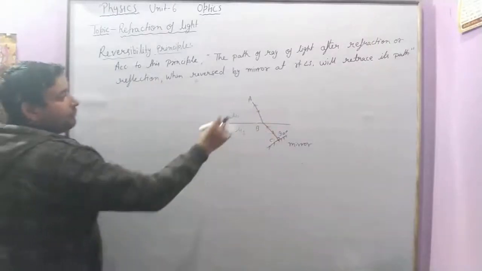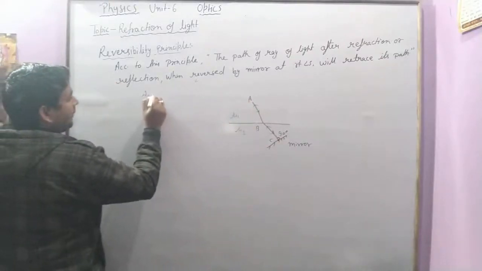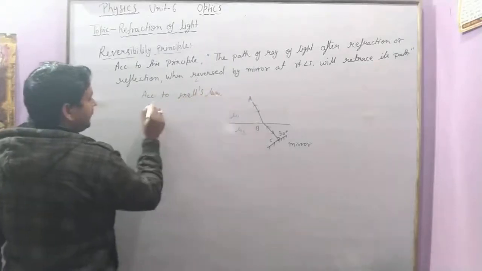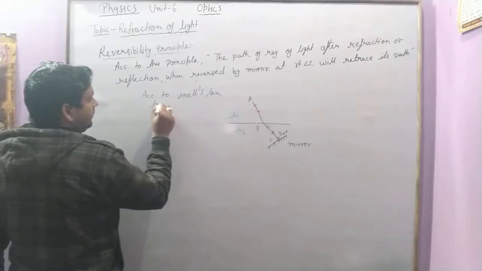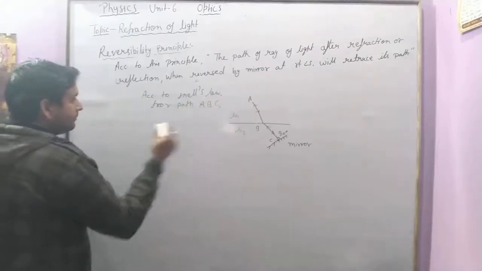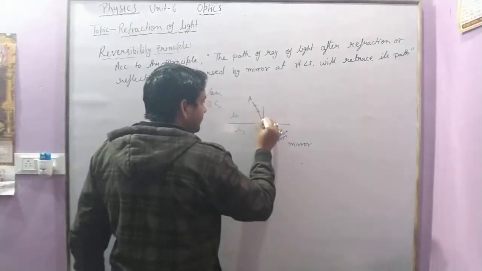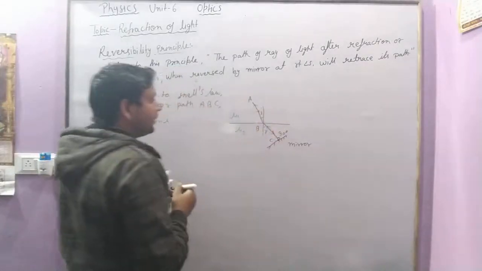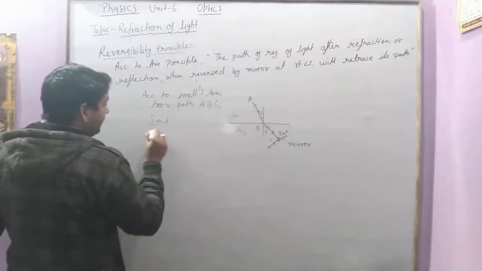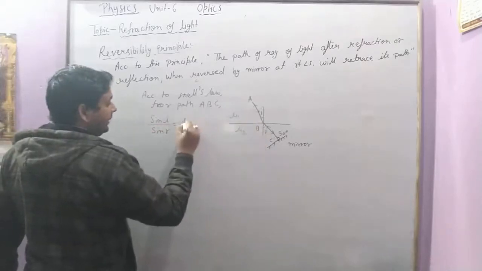So according to this, when the light is traveling along path A, B, C, according to Snell's law, the sine of angle I, this angle I and this is angle R. Therefore sine of angle I upon sine of angle R is the refractive index of the second medium with respect to the first.